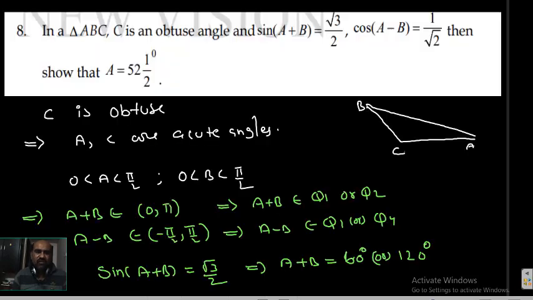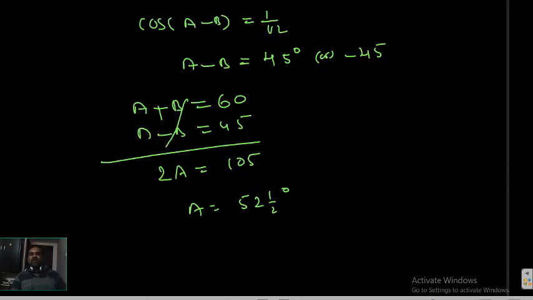So that is the only requirement. I proved that A equal to 52.5 degree. Similarly, A plus B is taken as 120 and A minus B is taken as 45, you get another A value. A plus B taken as 60 and A minus B taken as minus 45, get another A value. A plus B equal 120 and A minus B taken minus 45, get another A value. Okay.